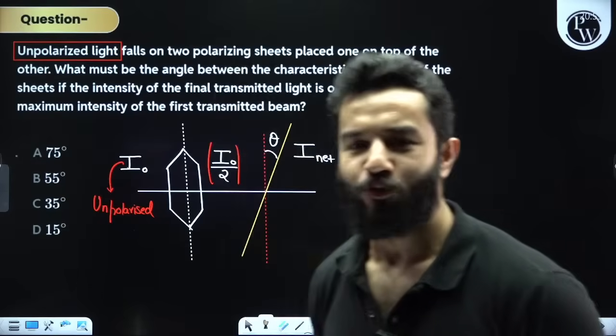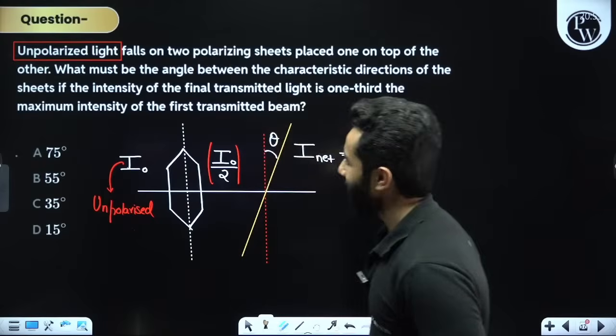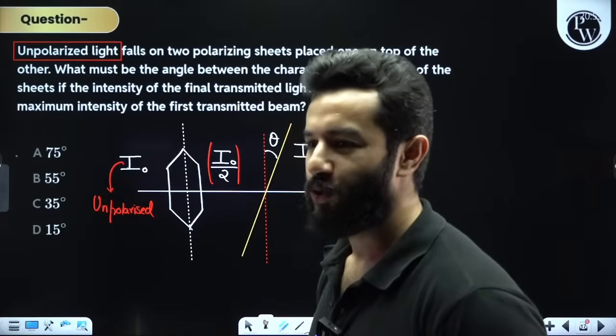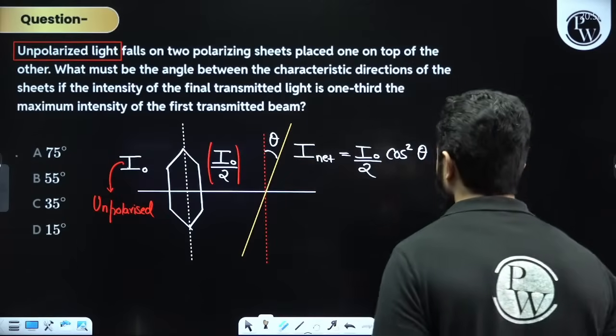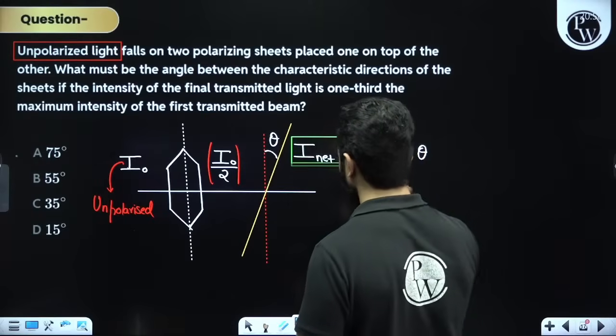You know what cos 55 degree is? How do you know? 35 is not known, 75 is not known, 15 is not known. So how are you going to do it? First of all, hopefully this thing is absolutely clear.